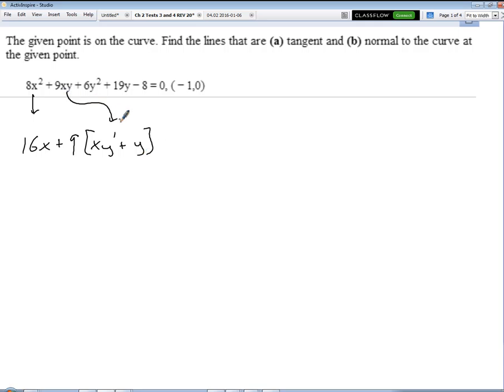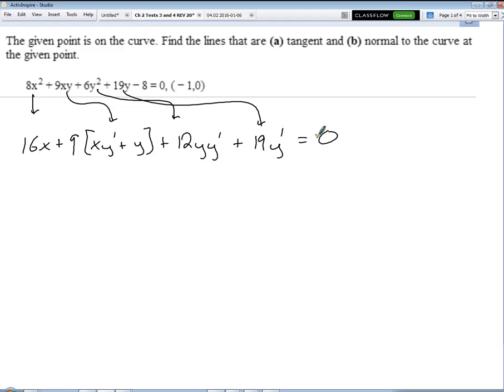Question? Okay. Next step. Next term. 12y y prime. Good. 19y prime. Okay, and 0 equals 0. Good. All the rest are just constants, right?